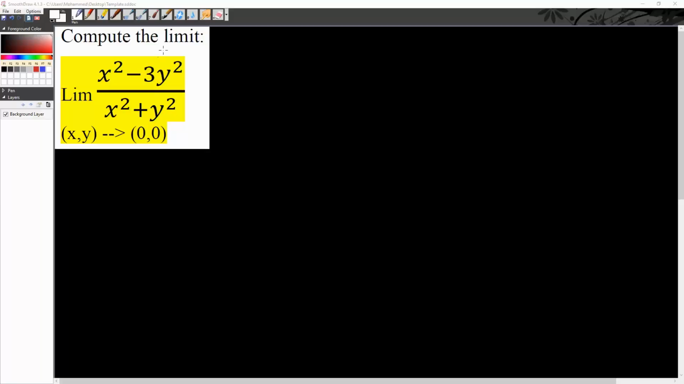Okay, in this problem we want to compute the limit of (x squared minus 3y squared) divided by (x squared plus y squared), where both x and y are approaching 0. And so the first thing we want to do is simply plug. If we simply plug in 0 for x and 0 for y, we get 0 divided by 0. And so this doesn't actually tell us much.